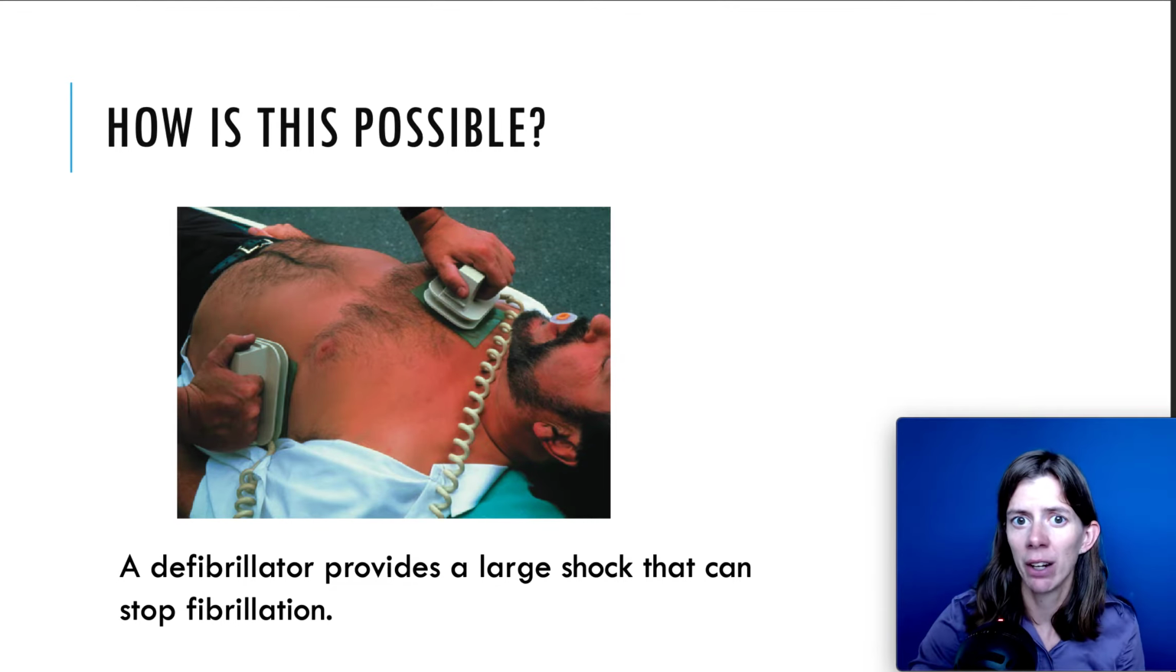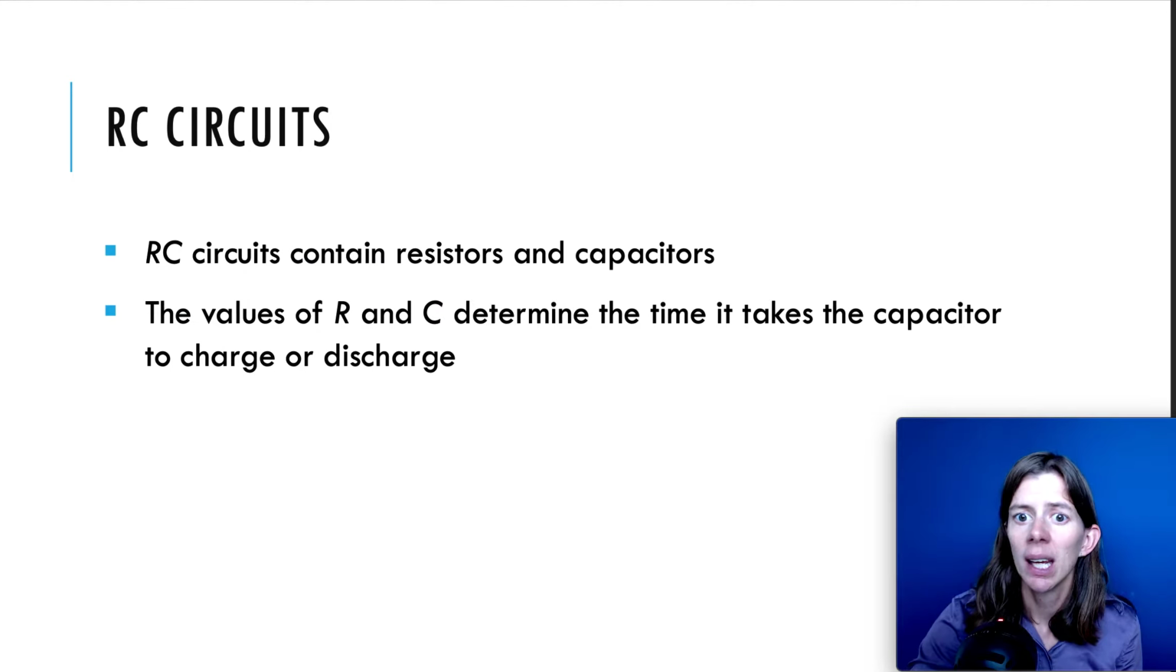So that is what an RC circuit is, a circuit that contains resistors and capacitors. The values of R and C are going to determine how long it takes to charge or discharge the capacitor, which determines how quickly or how slowly that energy is going to be released.